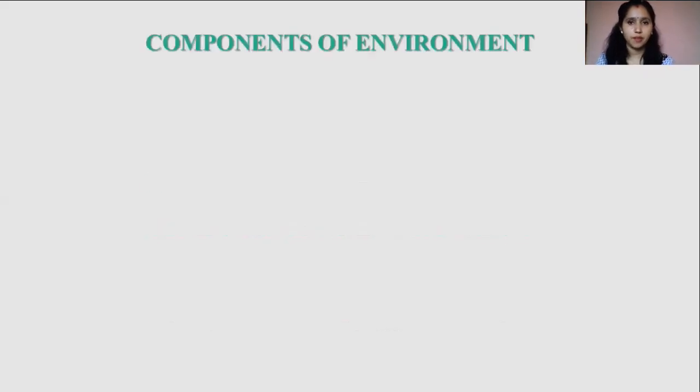You know that we are learning the chapter Environment and its Balance. Today also we are going to continue the same chapter with the topic Components of Environment. We are going to learn biotic and abiotic components of environment, that is living and non-living components. Let's go through this. Okay, components of environment.